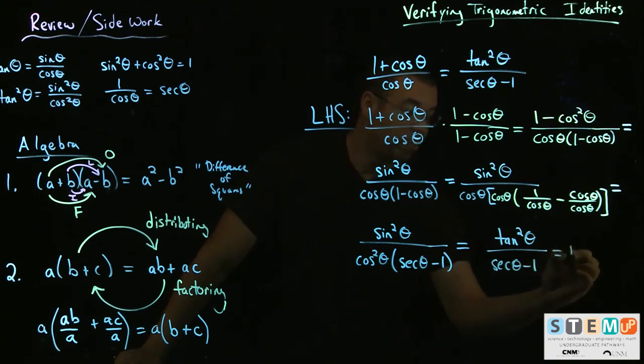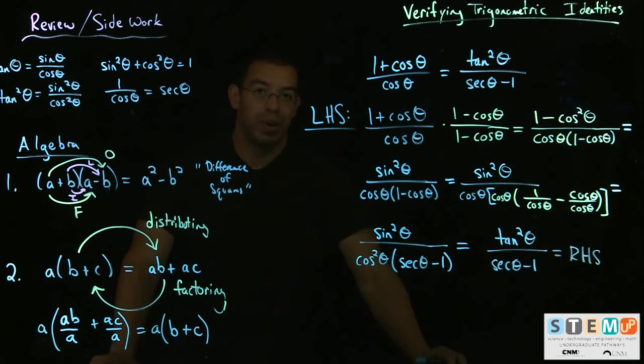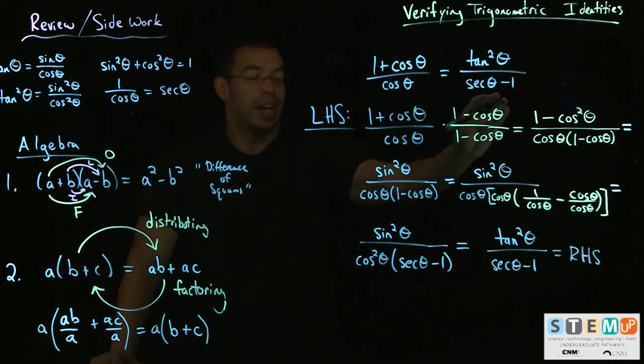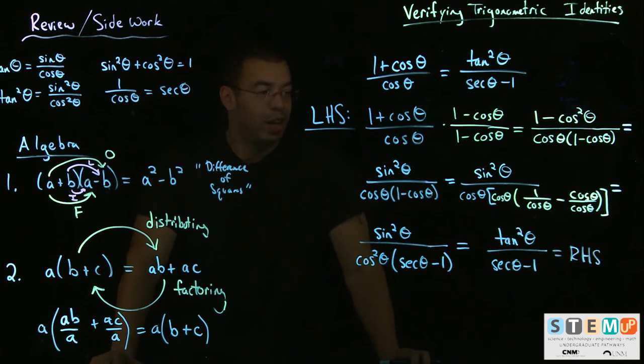And so we're done. We started with the left-hand side, and using algebra and our identities, we've shown that the left-hand side is exactly the same as the right-hand side. Just using, like I said, the algebra and the identities that you already know.